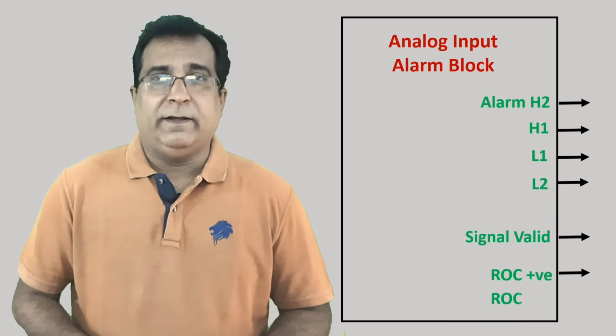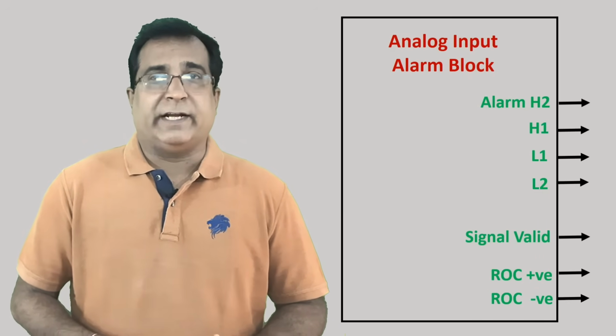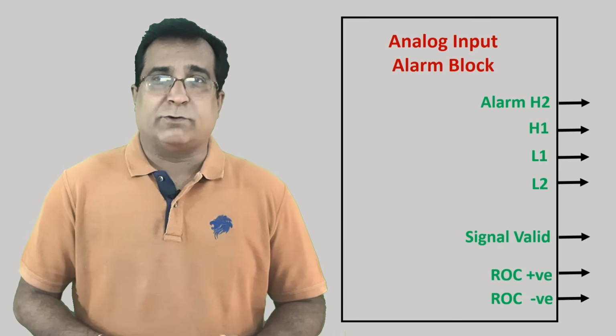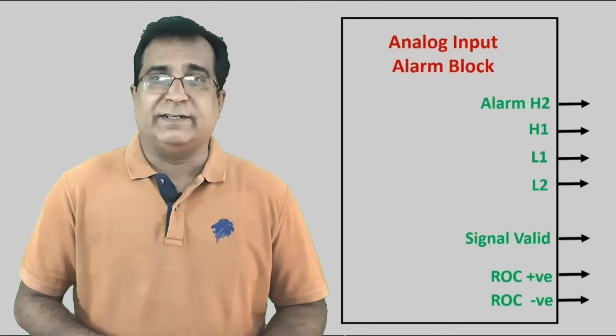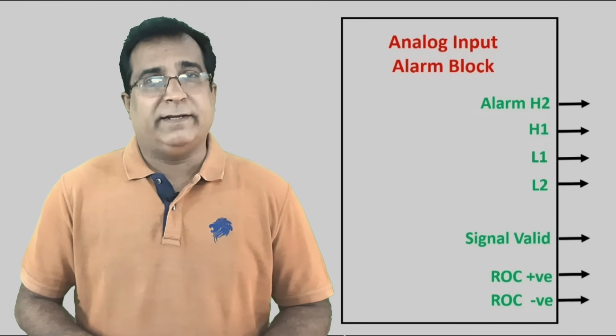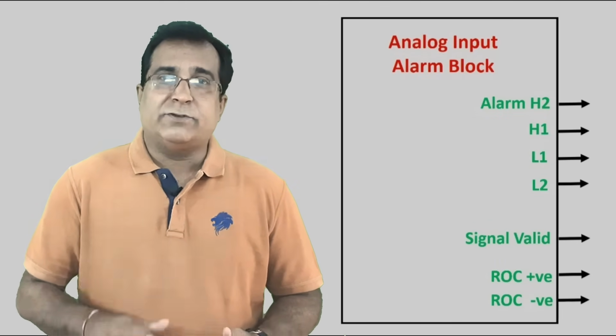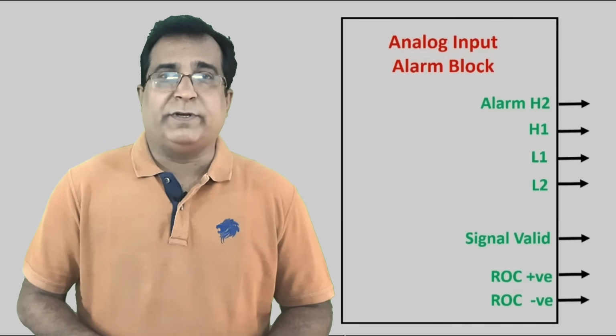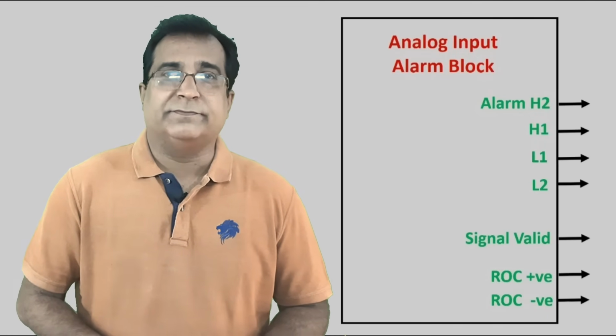ROC limits. These two soft bits are positive and negative. When the rate of change of the signal crosses the limits set from the faceplate, it is logically set to 1 or high. Here you can also add a delay from the faceplate. These soft bits may be interlocked as per convenience to optimize plant operation at the best.